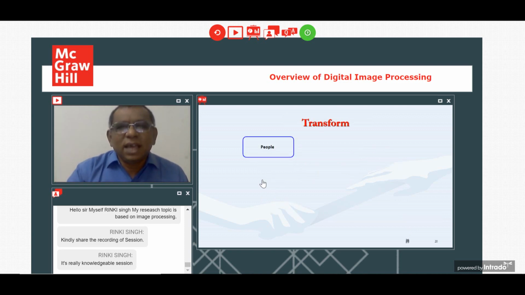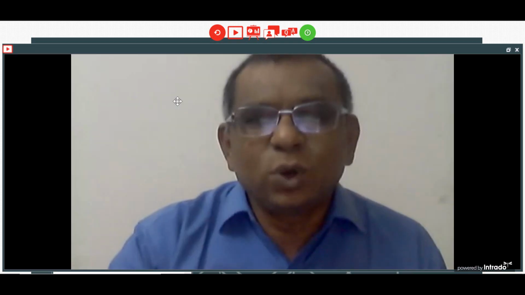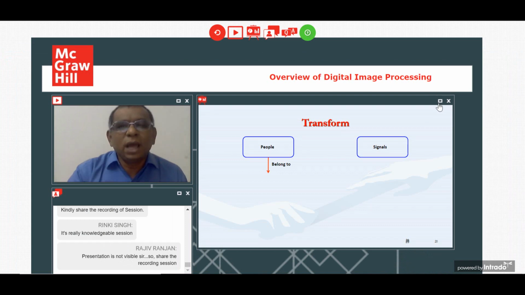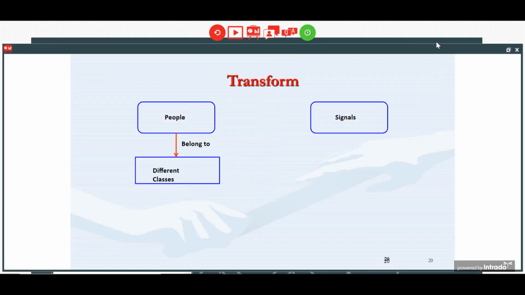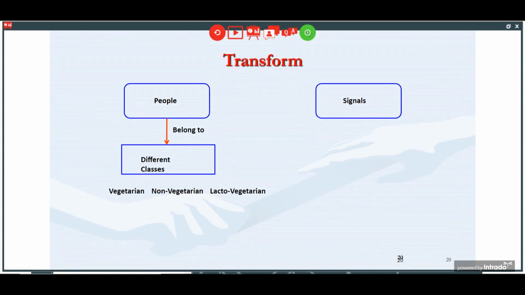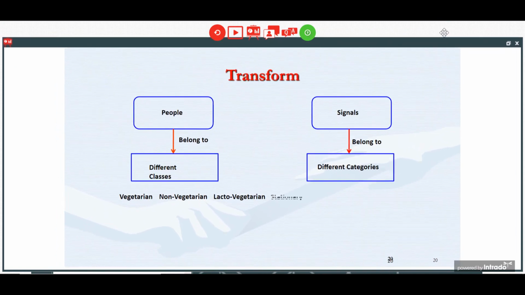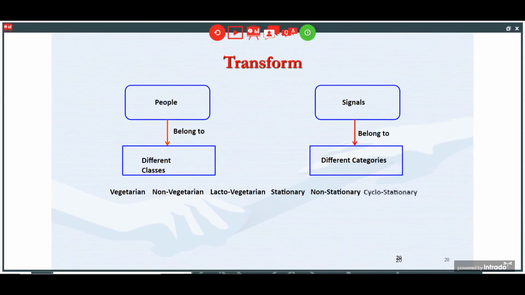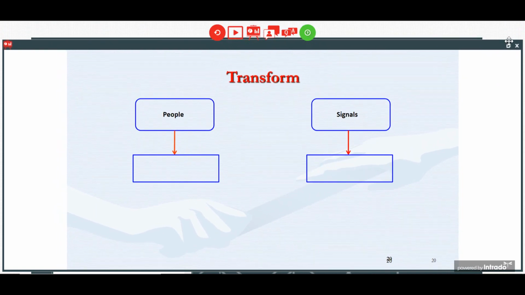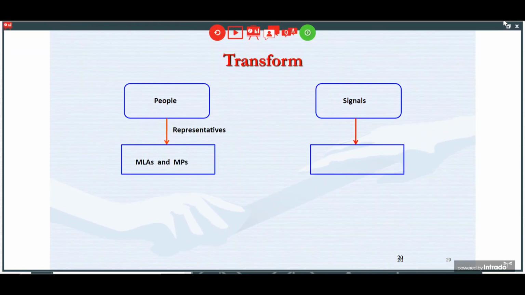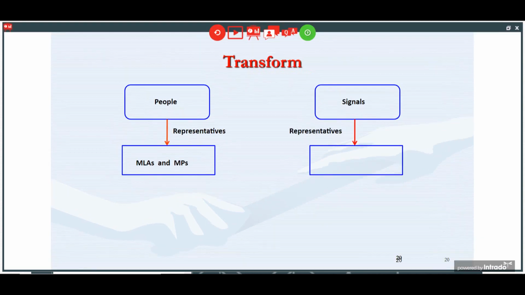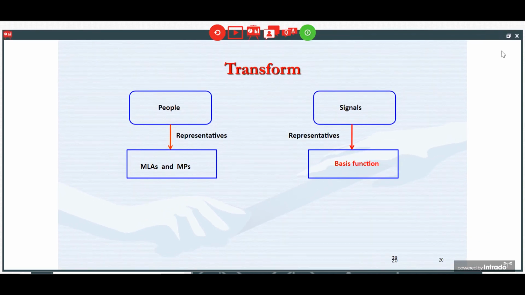Now, let us have an analogy in order to understand the basis function. The analogy is people at one end, signal at another end. We know that people belong to different classes, at least with respect to eating habit. We have vegetarian, non-vegetarian, lacto-vegetarian. Similarly, for signals, we have different classes of signals like stationary signal, non-stationary signal, cyclostationary signal. The representative of the people, in India, happens to be MLAs and MPs. The representative of the signal happens to be the basis function.